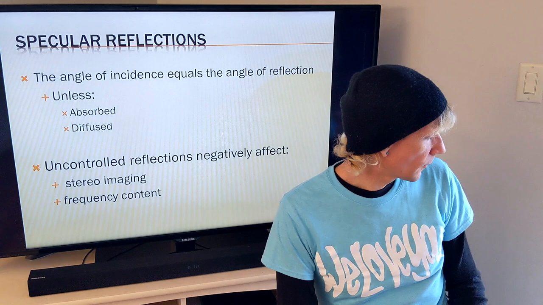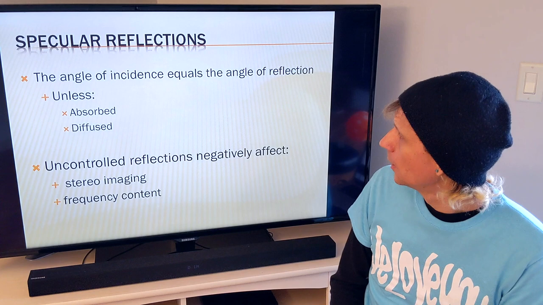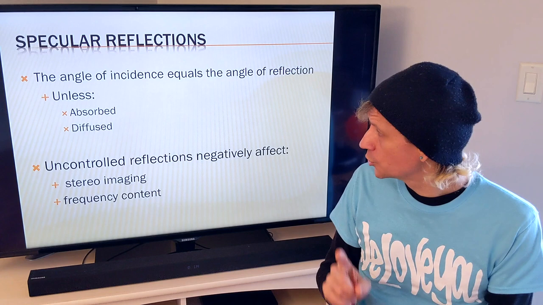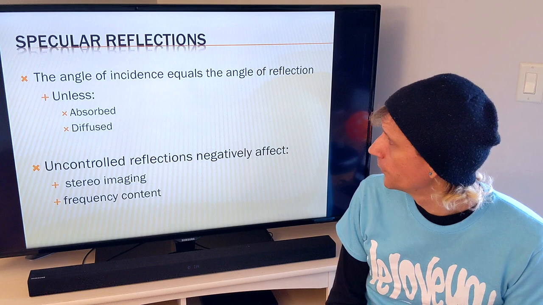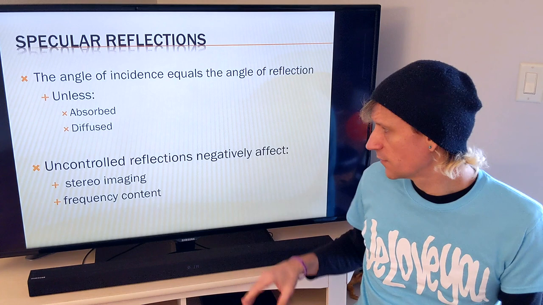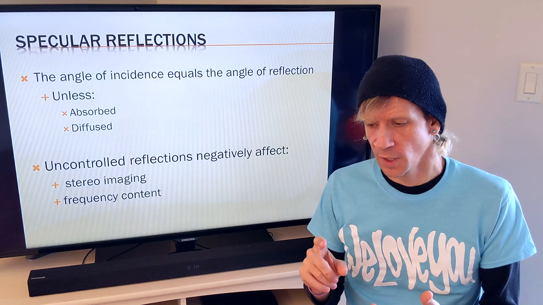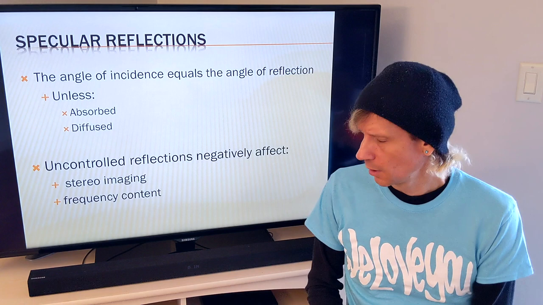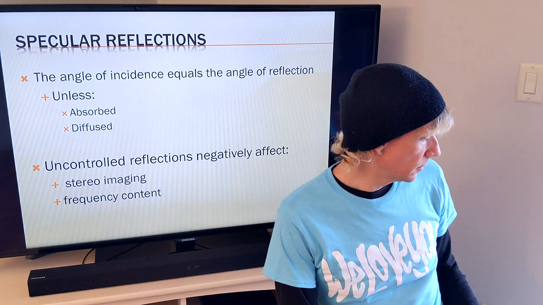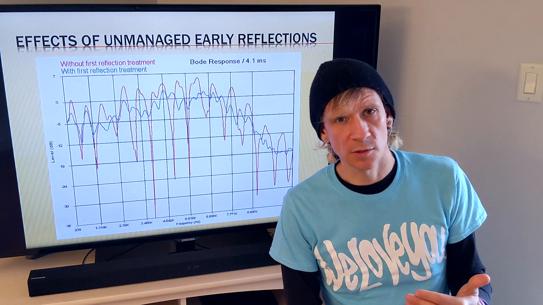Okay, specular reflections. We talked about this a great deal when we talked about diffusers. So again, review: the angle of incidence equals the angle of reflection, unless it is absorbed or diffused. We talked about this in both of these lectures a great deal. And then uncontrolled reflections negatively affect the stereo imaging, like we've just talked about, and then the frequency content. Strong specular reflections can diminish our ability to perceive pitch, as well as cause comb filtering, which is what this is all about, or what we hear as flutter echo sometimes.